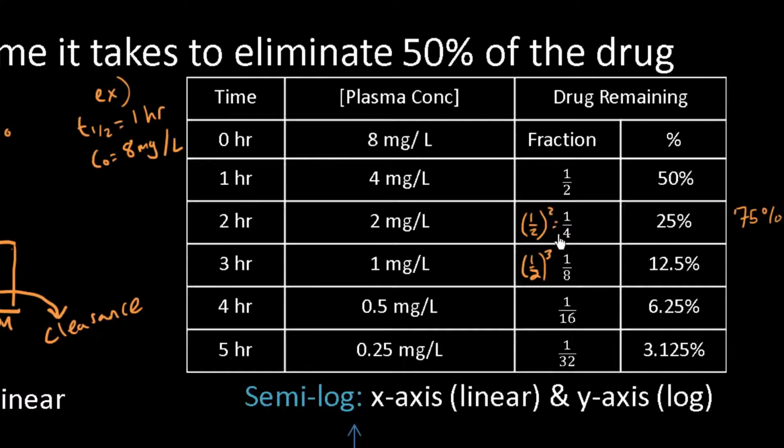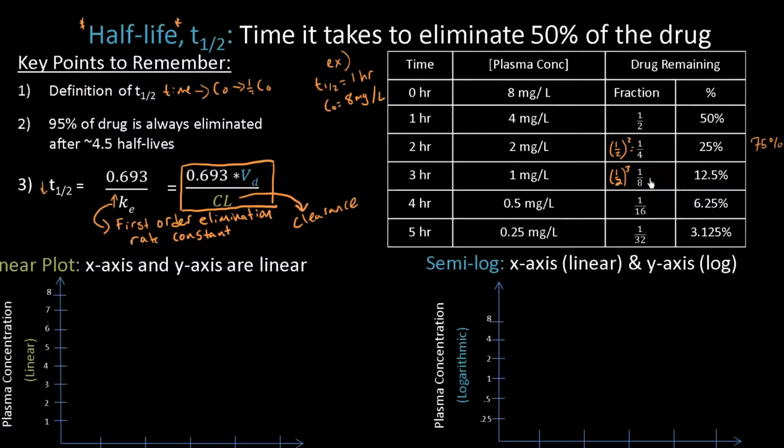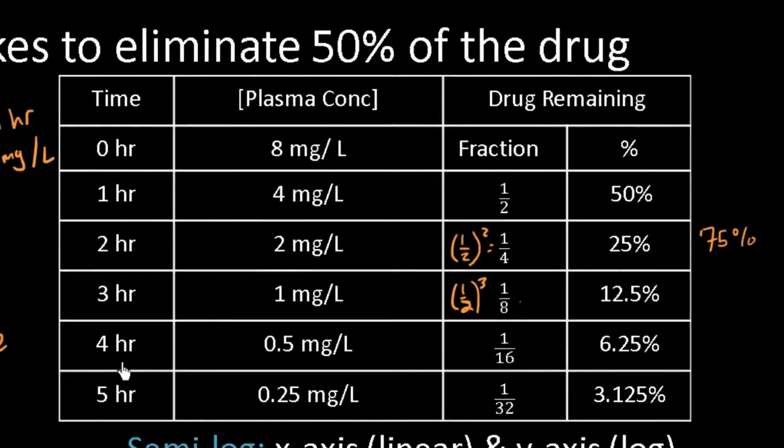So notice this trend here. If you want to figure out what fraction of the drug is remaining after a certain number of half-lives, you just take, if 3 half-lives have gone by, it's 1/2 raised to the third, or 1/8 of the drug is remaining. Now let's get to that second point that we talked about, that 95% of the drug is always eliminated after around 4.5 half-lives. So at 4 half-lives, I have 6.25% remaining. That means I've metabolized around 94% of the drug.